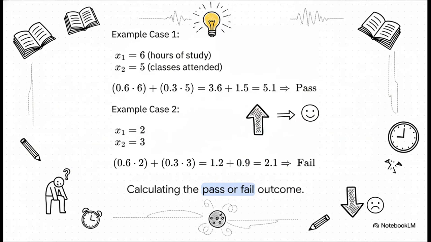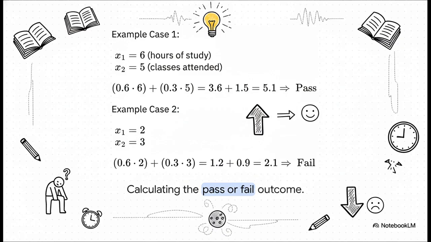In example case 1, our student studies for 6 hours and attends 5 classes. We multiply 6 by our 0.6 weight, which gets us 3.6. Then we multiply 5 classes by our 0.3 weight, getting 1.5. Add 3.6 and 1.5, and you get 5.1. Since 5.1 is greater than our threshold of 5, the output is 1.